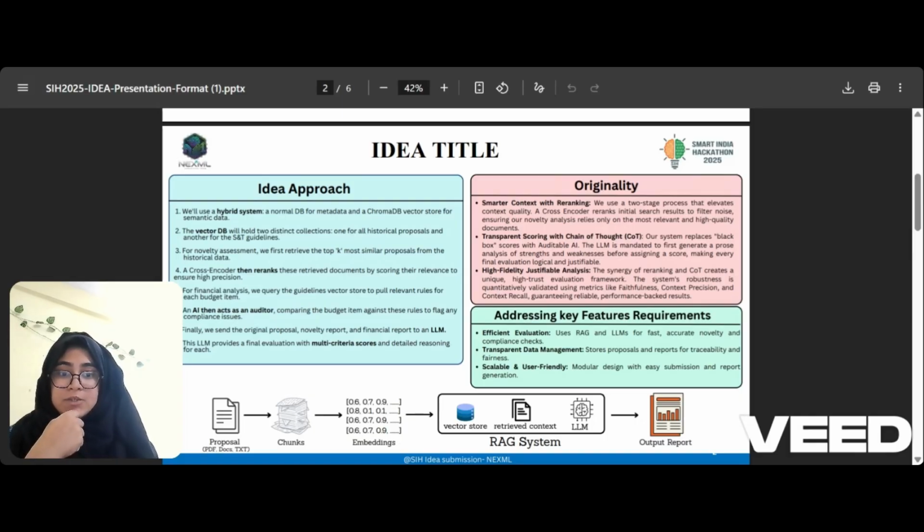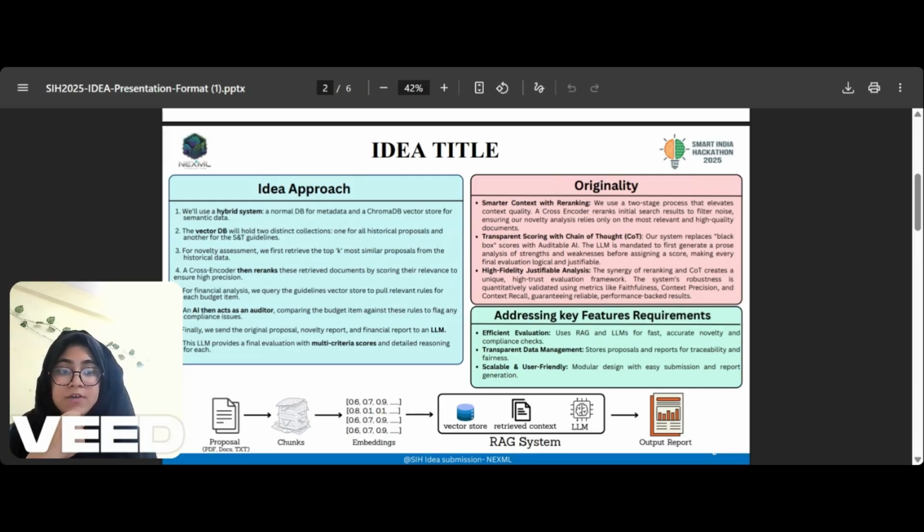So, our solution aims to build an AI ML driven system that automates this evaluation. It will benchmark new proposals against a centralized database of past and ongoing projects to assess novelty, perform automated financial compliance checks, and generate an objective evaluation score for each proposal. This system will standardize and speed up the review process, reduce human bias, and ensure transparency and efficiency in decision making for R&D funding at NaCCER.